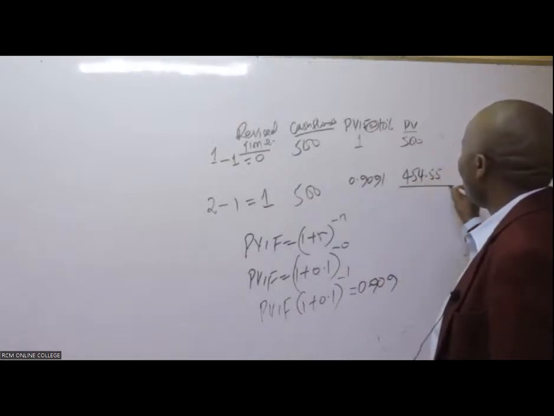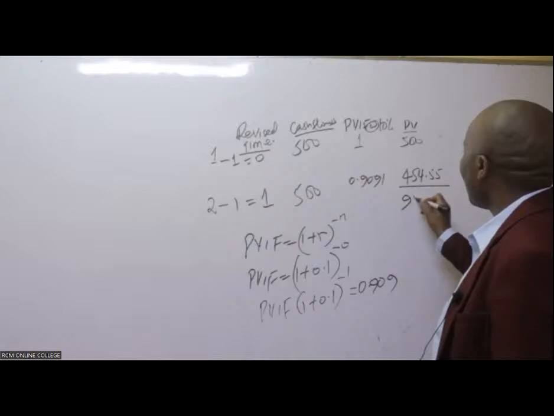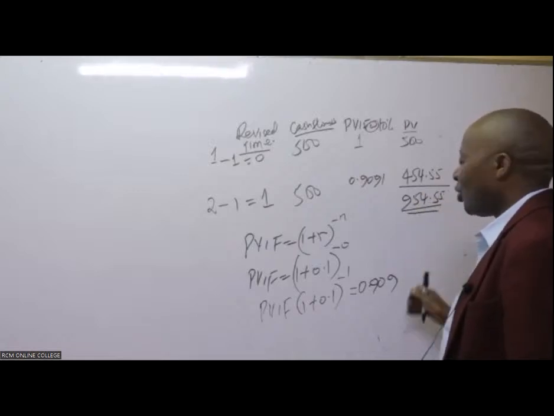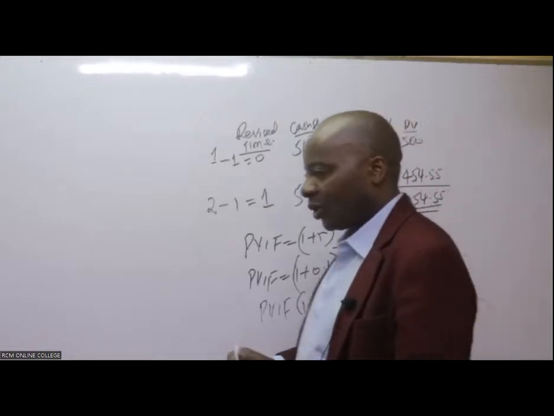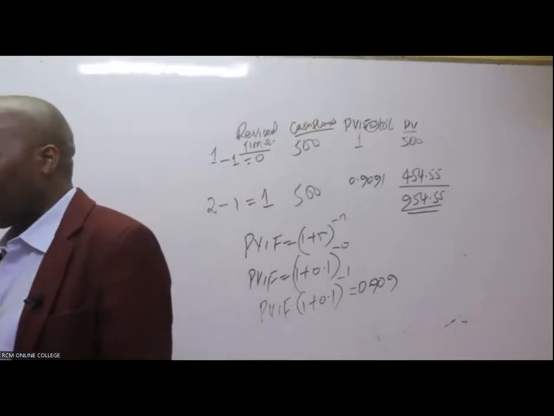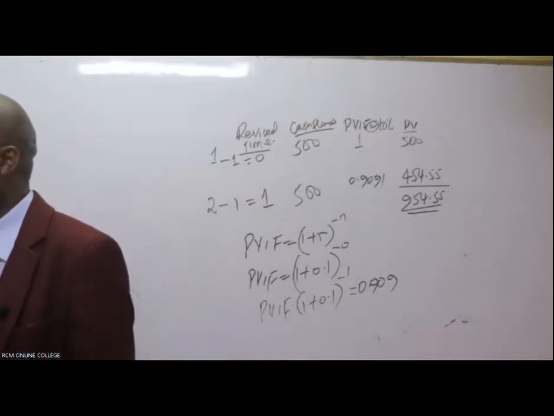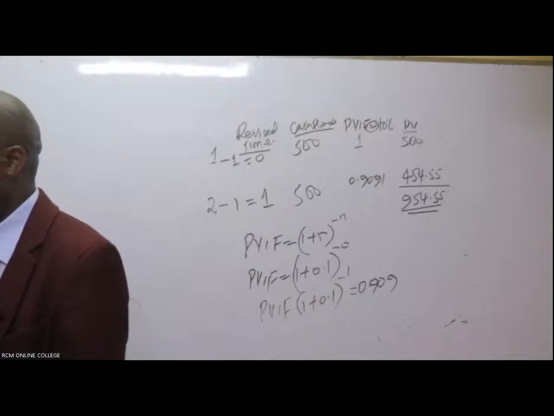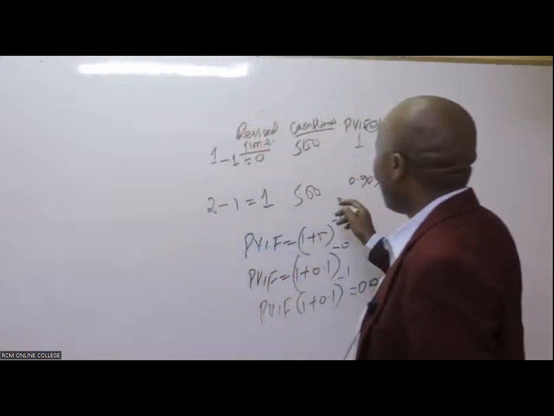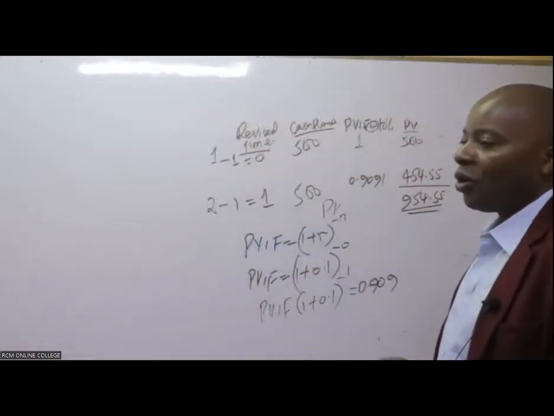So you come and add here. So this will be 954.55. So this is the present value of the obligation. I know you have not understood anything, but just write fast. At times writing helps. Once you finish writing up to here, this is the total present value. So this becomes the present value of the obligation.